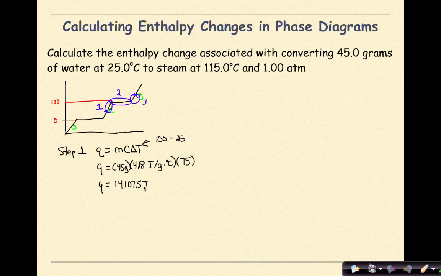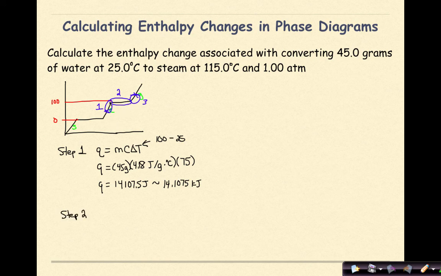my Q will be 14,107.5 joules. At this point, I ultimately know that I need to convert this joules into kilojoules, so I'm going to do that right now. So if I convert this into kilojoules, that's going to be 14.1075 kilojoules. So now I've done step 1. The next thing I need to do is go on to step 2.